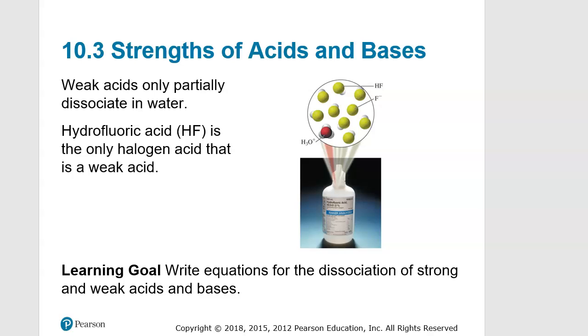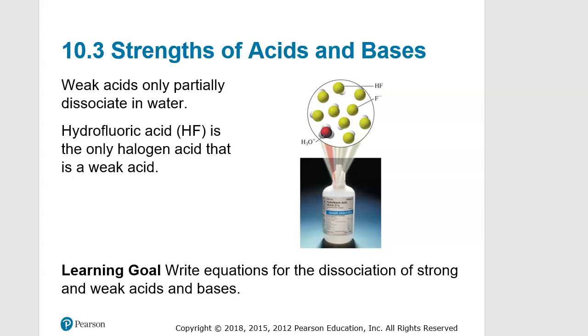Okay, we've done sections 10.1 and 10.2. Now we're going to get to 10.3, strengths of acids and bases. We've talked about strong electrolytes and weak electrolytes before. They're things that dissociate completely, or in some cases not completely. Well, acids and bases are electrolytes.